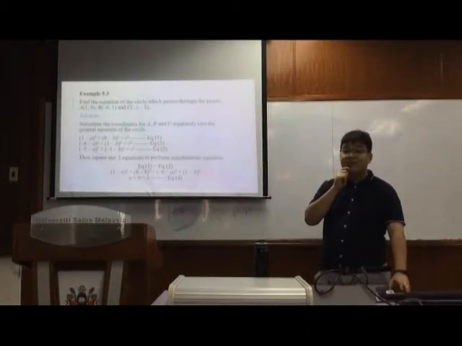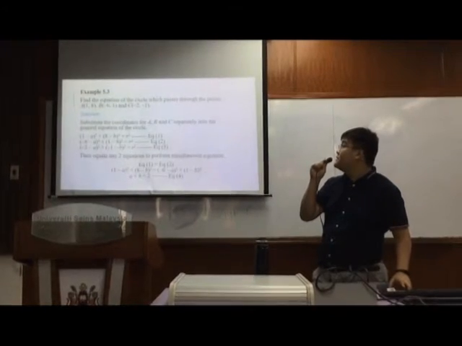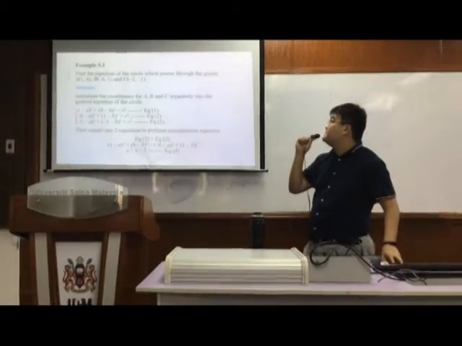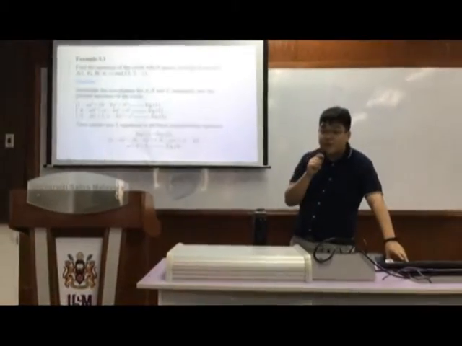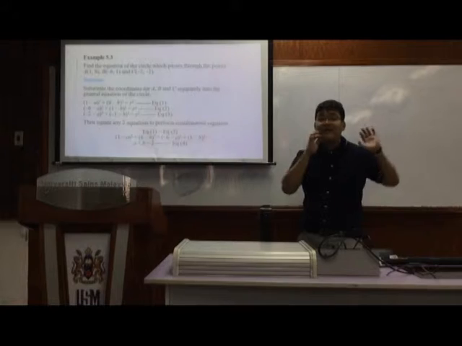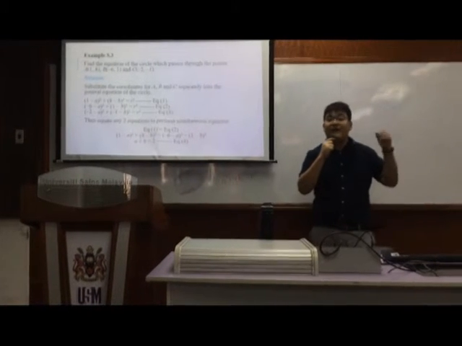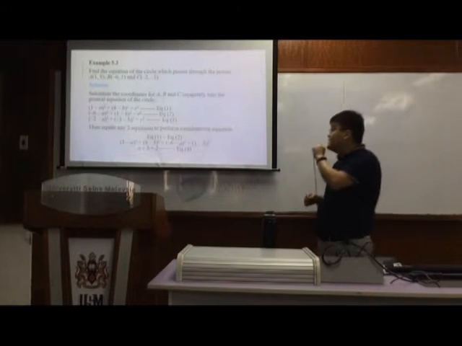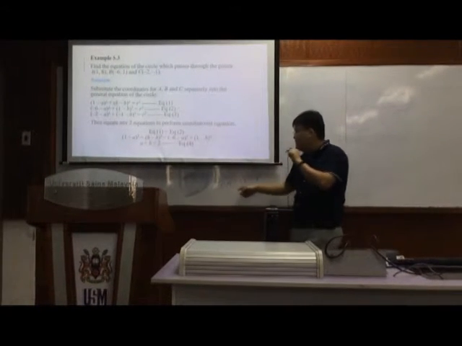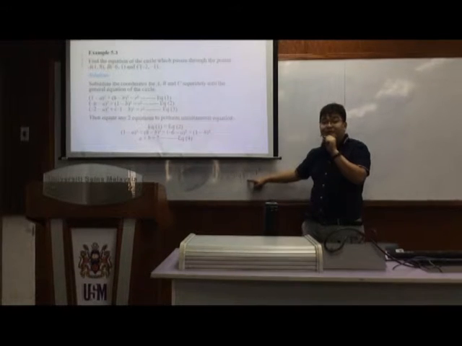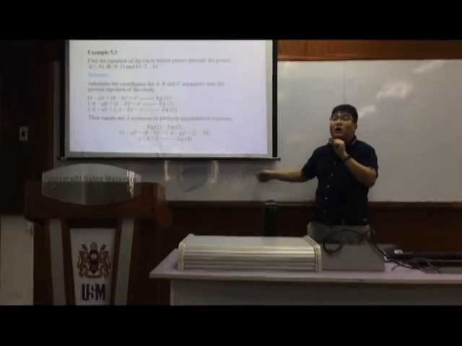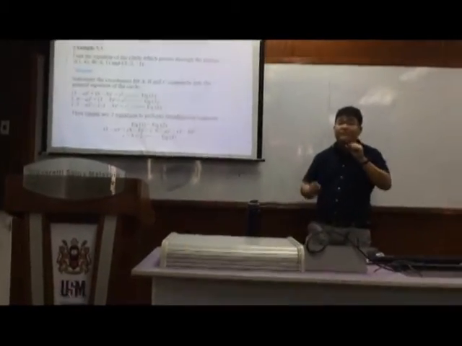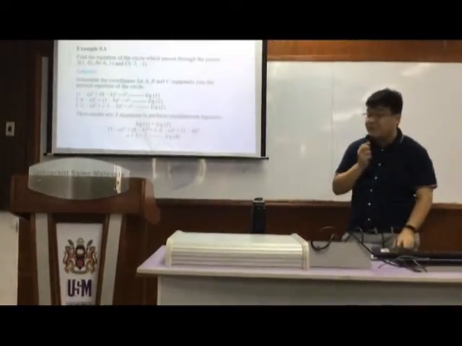Okay, moving on to example 5.3. Find the equation of the circle which passes through the points A(1, 8), B(negative 6, 1), and C(negative 2, negative 1). So, very important things you have to know here. You have to always remember the general equation of the circle, having x minus a squared plus y minus b squared equals r squared. Always remember this general equation of the circle when you want to attempt a question under the subtopic for circle.